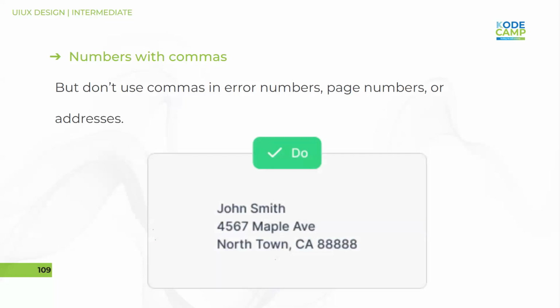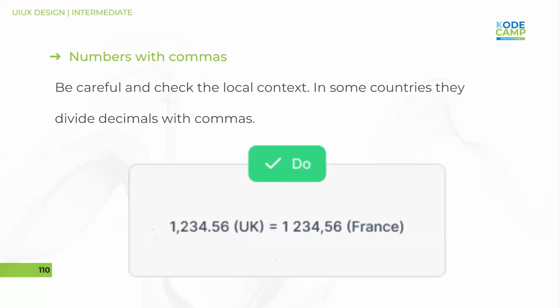Okay. So also don't use commas in error numbers, page numbers, or addresses. So this is the do of this. John Smith, Cape Town, CA 88888. Well, I like it.